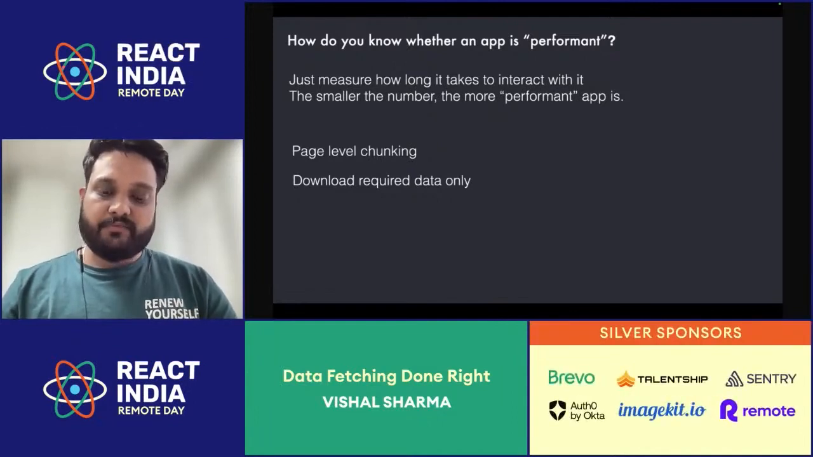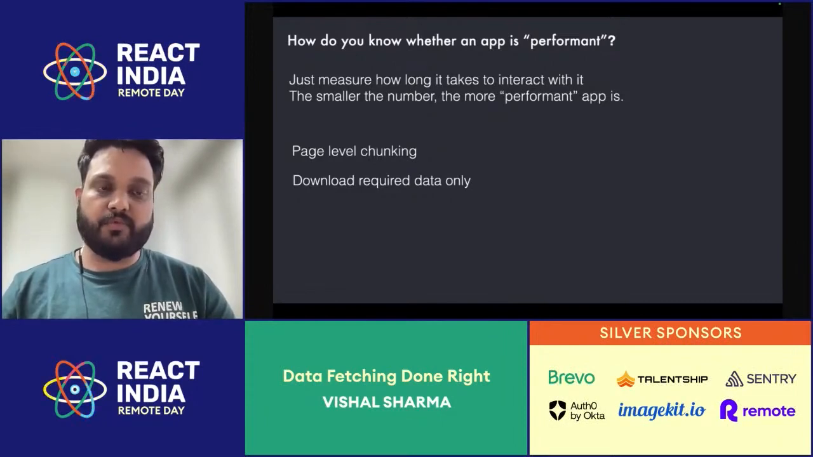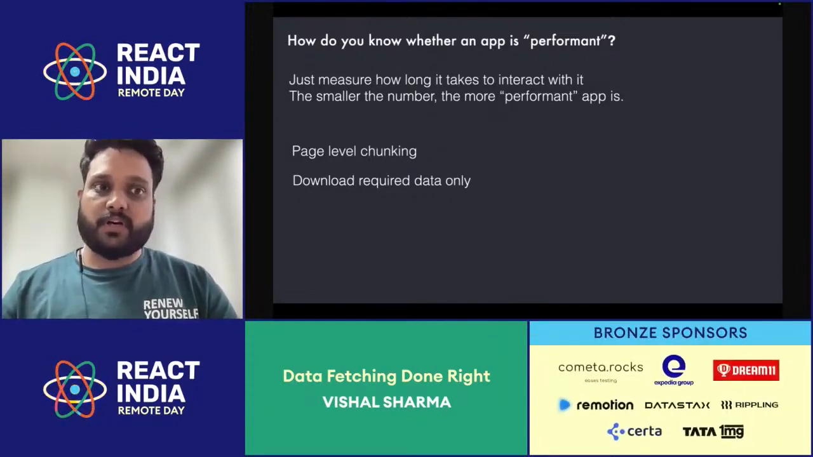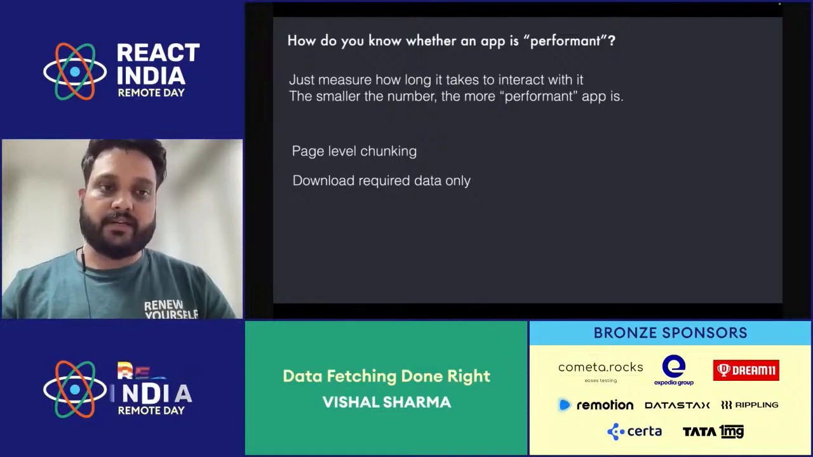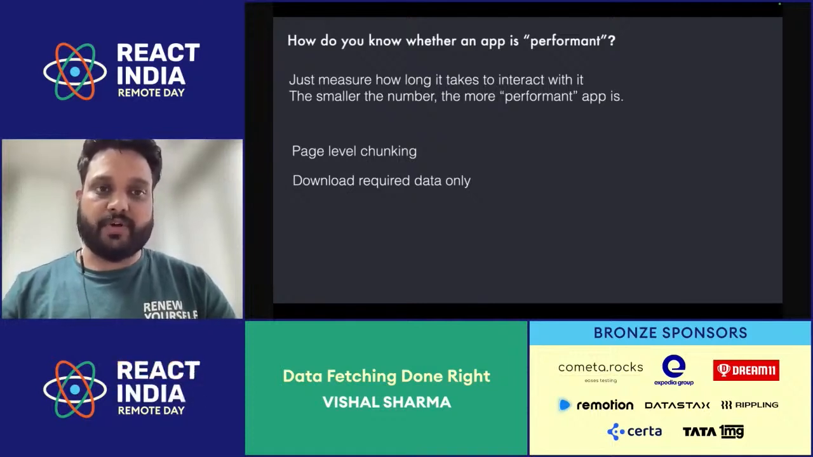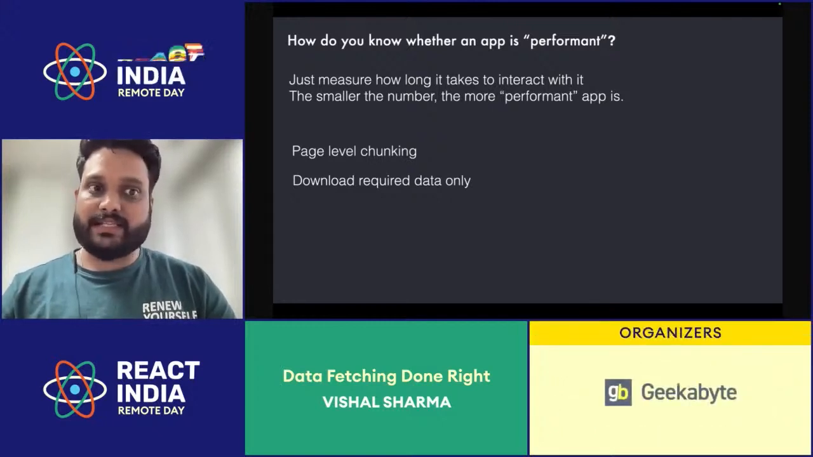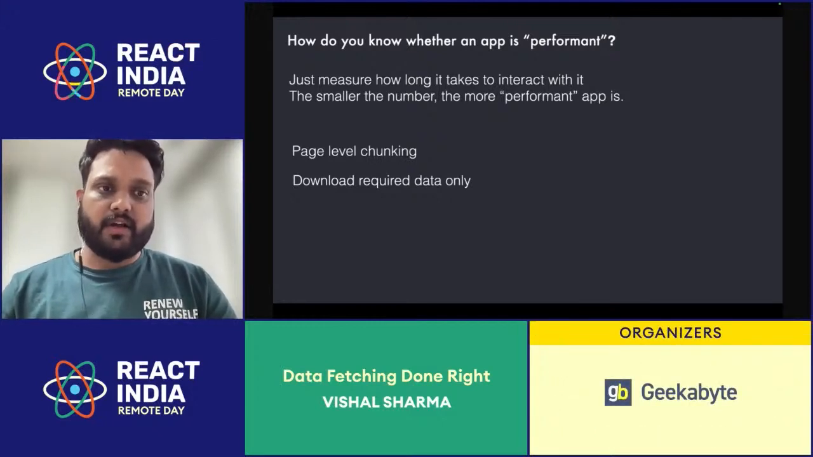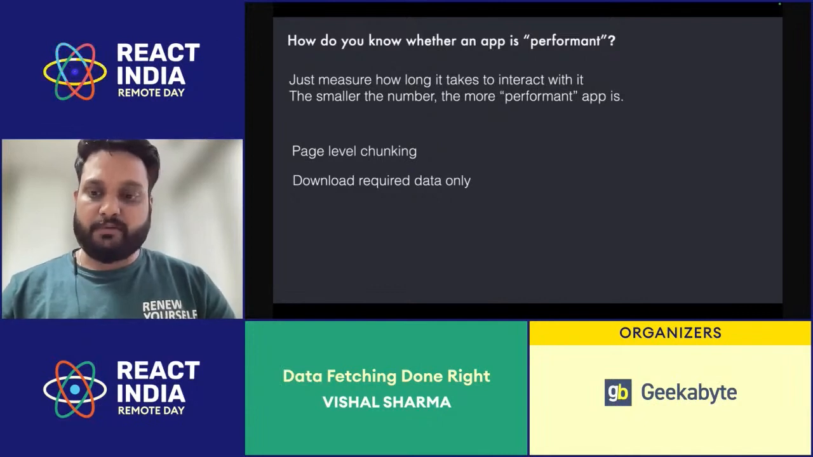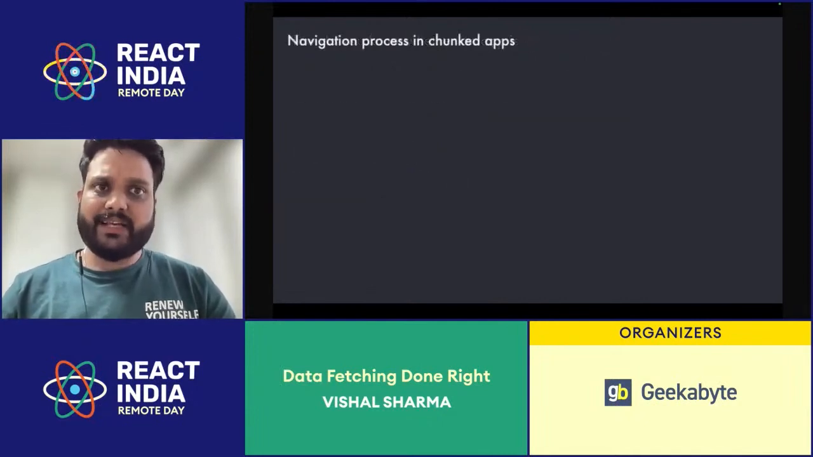The other part is that we also download data. We make API calls only for that page, and we don't download any other data which is not required on that page, so we consume less bandwidth and keep network calls at a minimum.